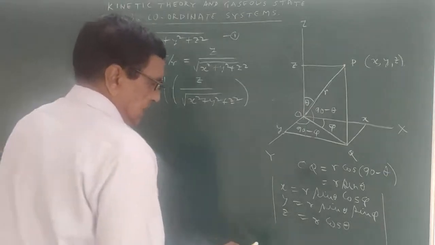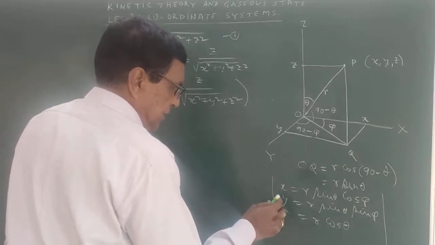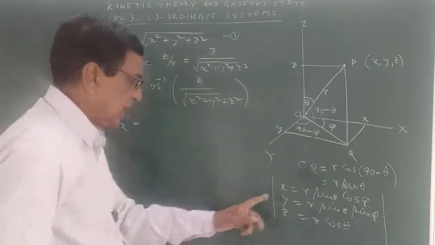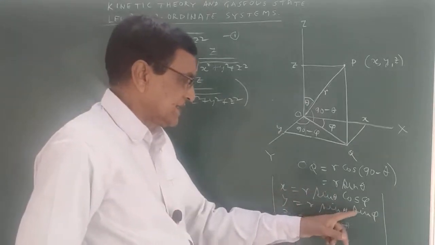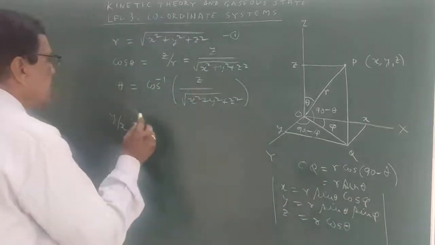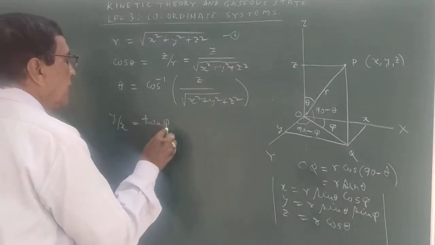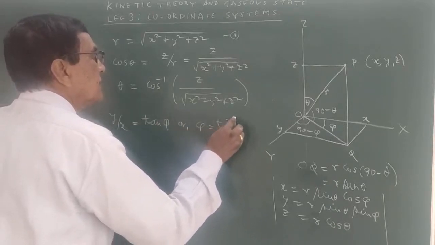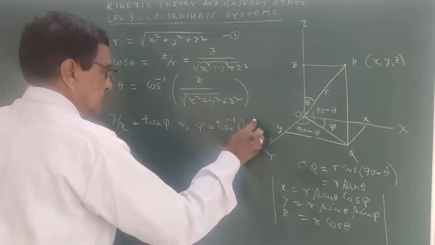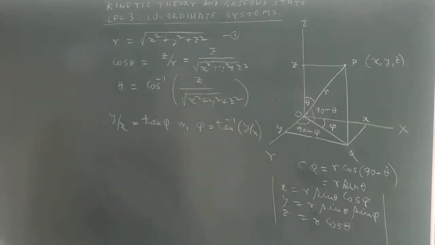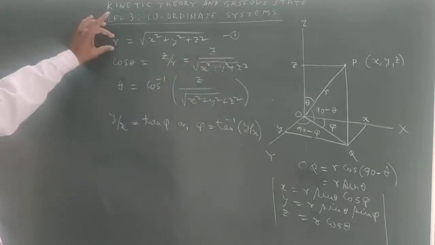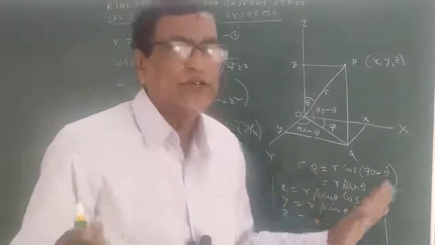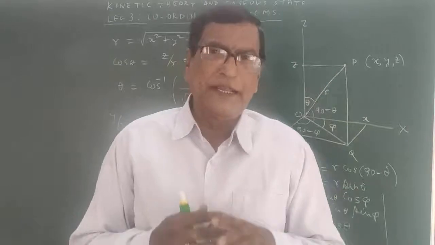So r you can get, theta you can get from the values of x, y, z. And phi, if you take the ratio y by x, r cancels, sin theta cancels, and we get sin phi by cos phi equal to tan phi, or phi equal to tan inverse y by x. So if you know x, y, z, then r you can calculate, theta you can calculate, and phi also you can calculate. These are the coordinates of this point P in polar systems.